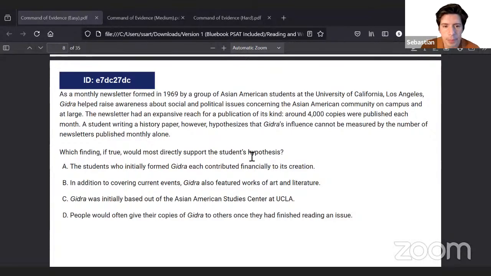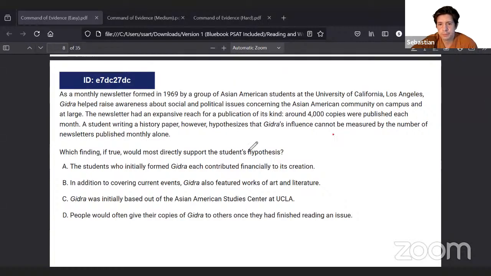Okay. A, the students who initially formed Gidra each contributed financially to its creation. B, in addition to covering current events, Gidra also featured works of art and literature. C, Gidra was initially based out of the Asian American Studies Center at UCLA. D, people often gave their copies of Gidra to others once they finished reading the issue. So the hypothesis of the student is what? That Gidra's influence cannot be measured by the number of newsletters published monthly alone.